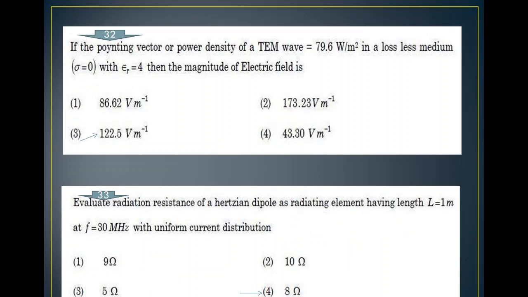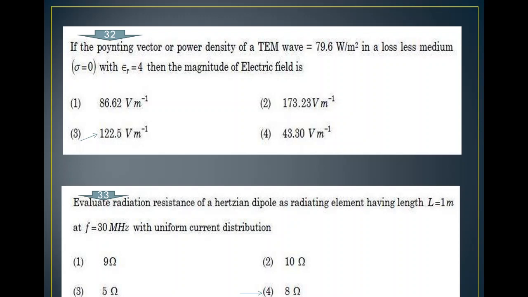Question number 32. If the Poynting vector or power density of the waves transmitted in an electromagnetic wave is 79.6 watt per meter square in a lossless medium, sigma equal to 0 with epsilon r equal to 4, then the magnitude of electric field is, the correct option is 122.5 volt per meter.